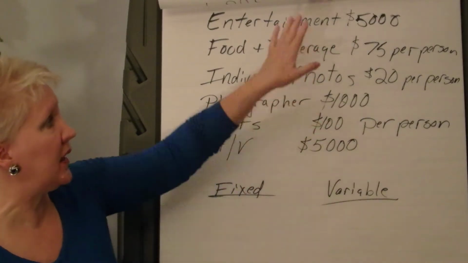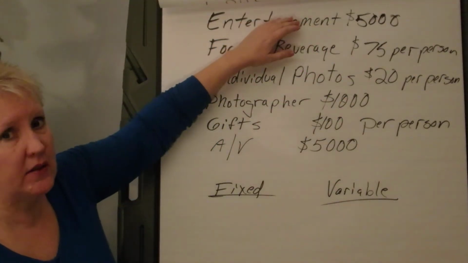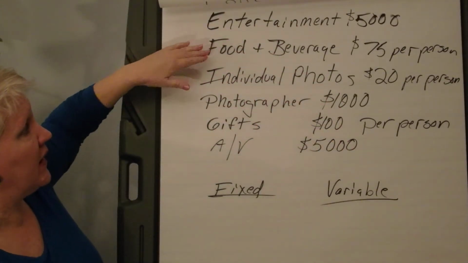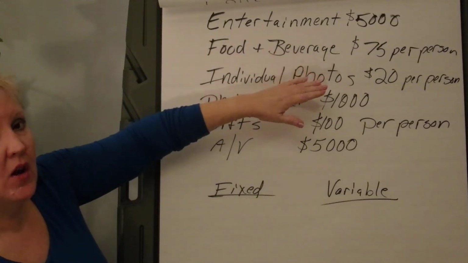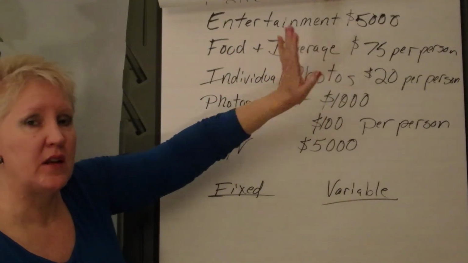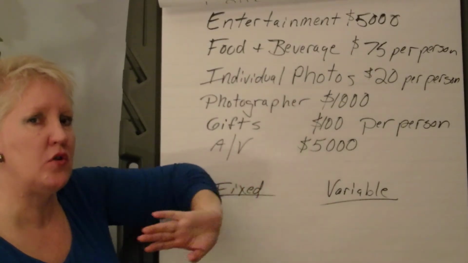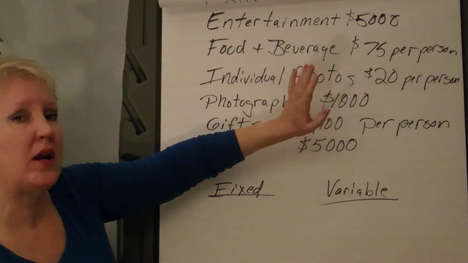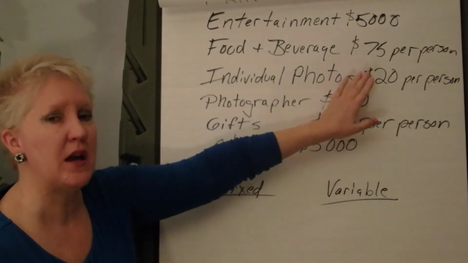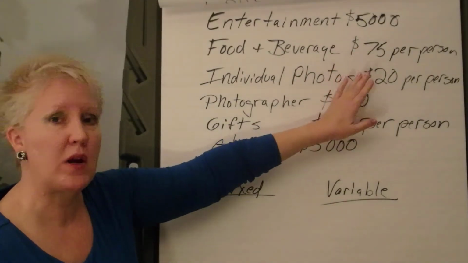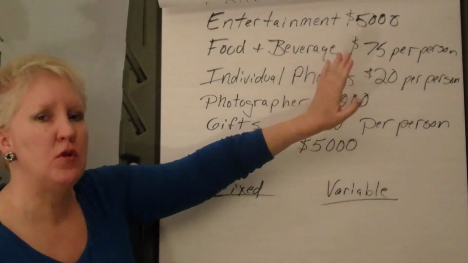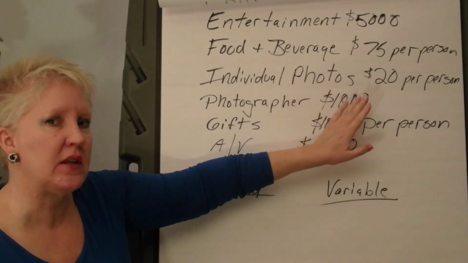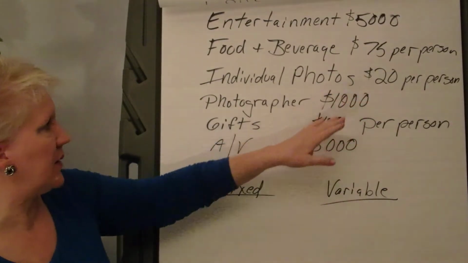And not only that, but as they list items, they will not necessarily list all the fixed first and then all the variable. So you might read something like this. Entertainment is $5,000. Okay, that is a fixed cost. They are telling you it's $5,000 solid no matter what. Then it will say food and beverage, $75 per person. Okay, now you know that's a variable because any time it says per person, per registrant, per attendee, you know it's a variable cost. It's being added on every time a new person is coming to the event.